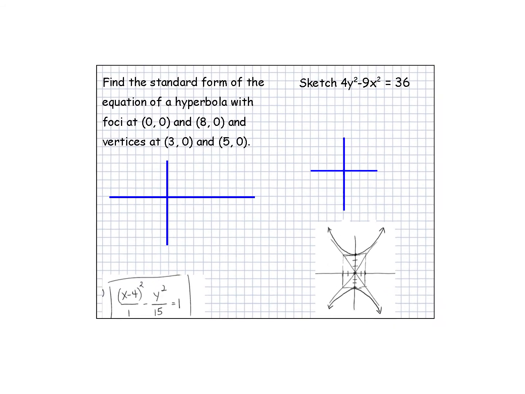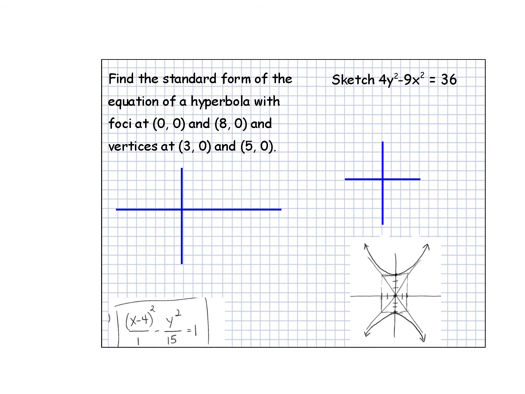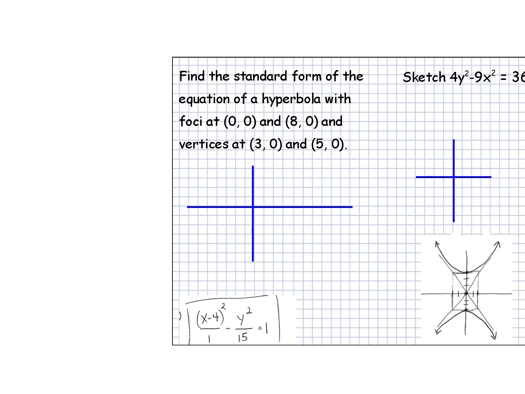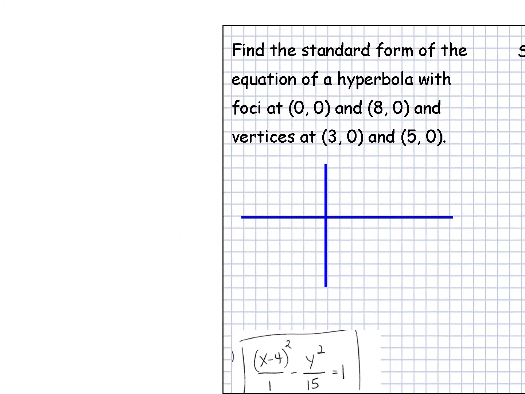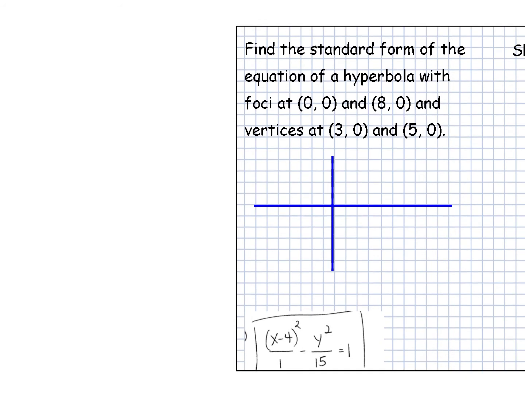All right, so our first two examples. Make some room. Oops. Focusing on the one on the left first. And then I should be able to zoom out and do the one on the right. Okay, so find the standard form of the equation of a hyperbola with foci at (0, 0) and (8, 0), and vertices at (3, 0) and (5, 0).